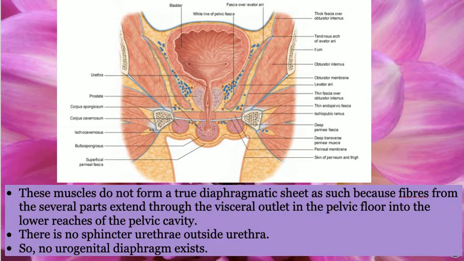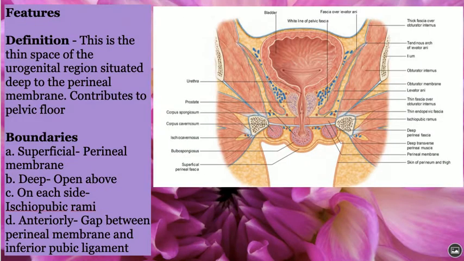So these muscles are not forming a true diaphragmatic sheet, because some fibers from several parts are extending throughout the visceral outlet in the pelvic floor into the lower reaches of the pelvic cavity. So there is no sphincter urethrae lying outside the urethra. Therefore, no urogenital diaphragm is existing anymore. It was never existing. This is a new concept.